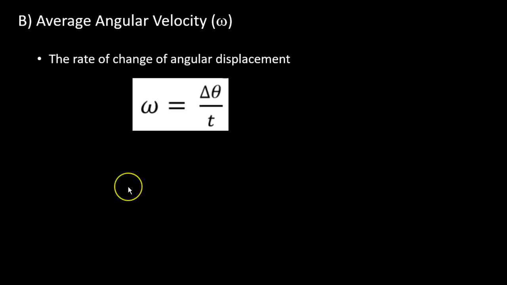Okay, so that was angular displacement. Everything else hopefully is pretty straightforward. We're dealing with cousins. Average angular velocity. All right, this is the cousin to our old linear or tangential velocity. This right here is lowercase Greek letter omega. Don't say W, that would seem silly. Okay, lowercase Greek letter omega.